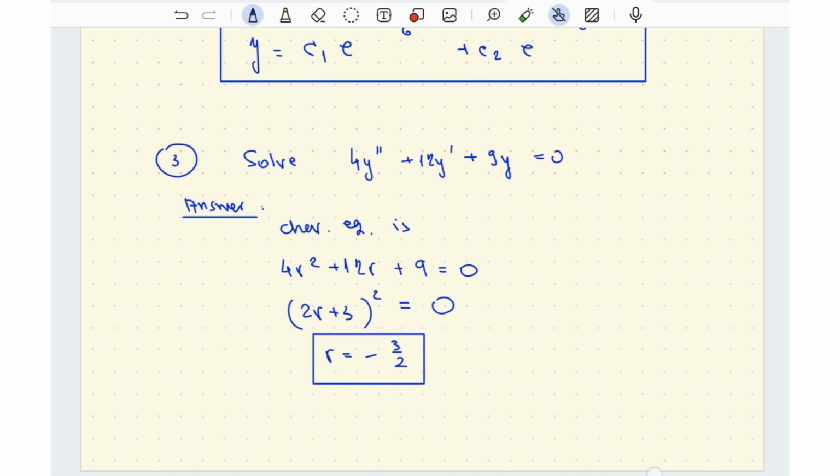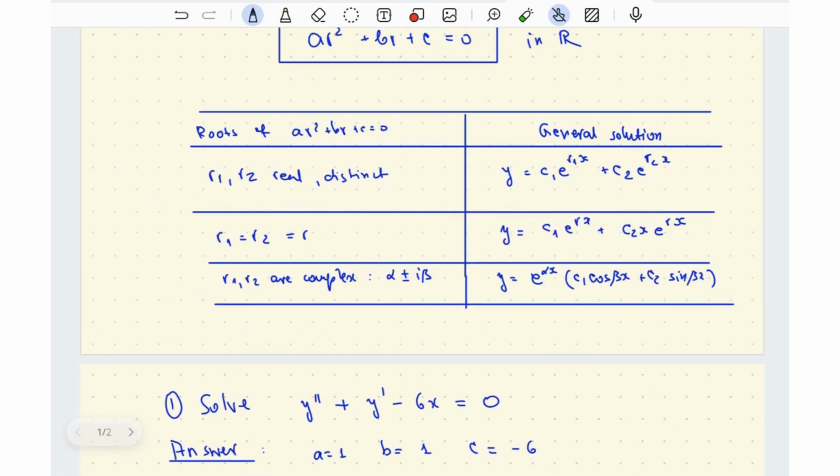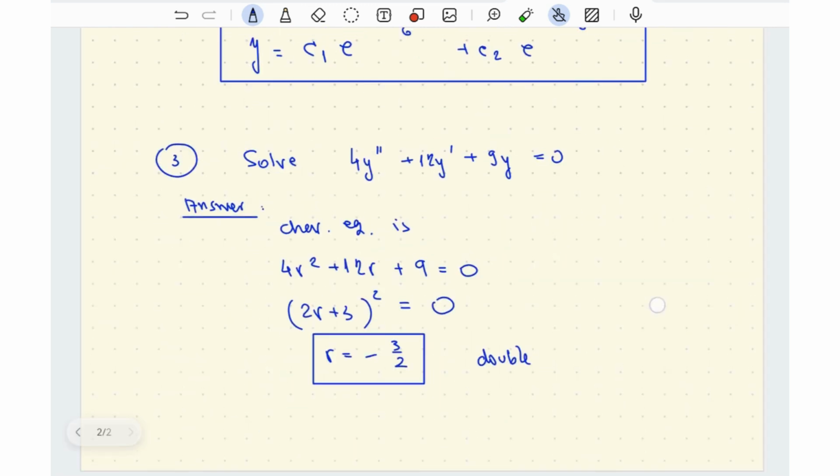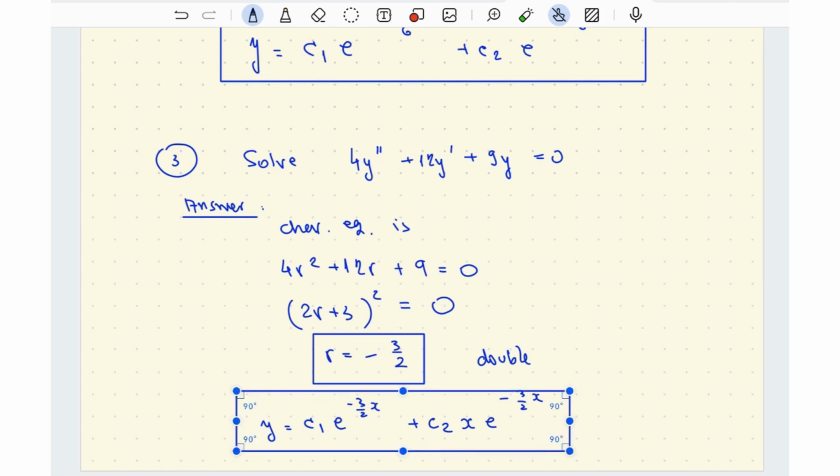And what kind of solution is this? This is a double root, and of course it's real. If you go back to the table here, you can see that this is this case here. So the general solution is y equals c1 e to the power minus 3 over 2 x plus c2 x e to the power minus 3 over 2 x. So that is the general solution for this case.